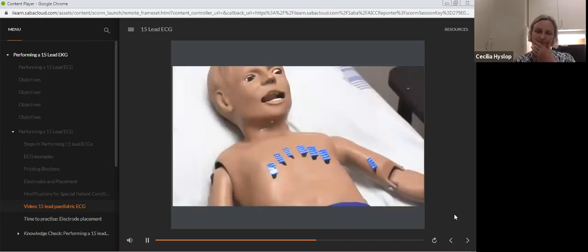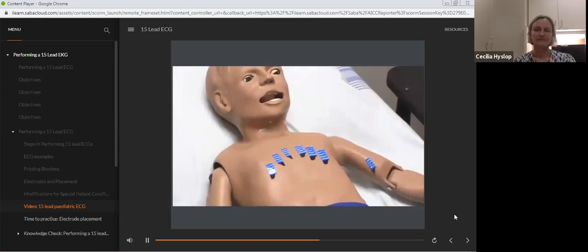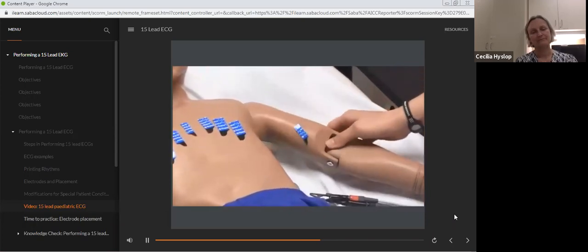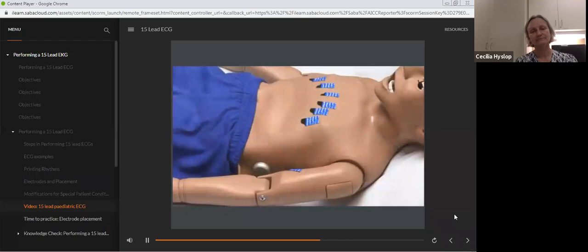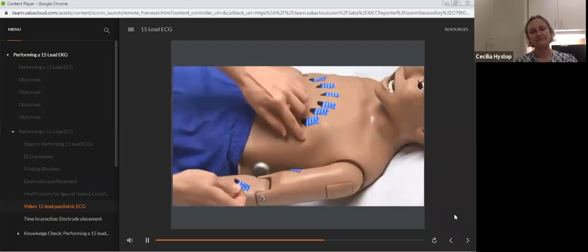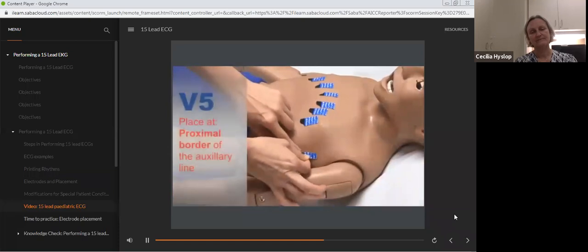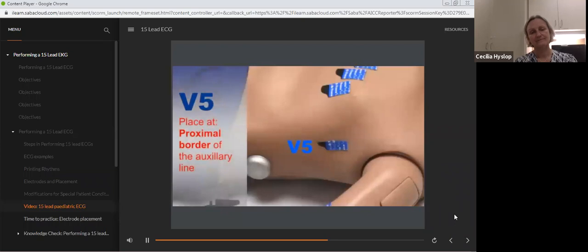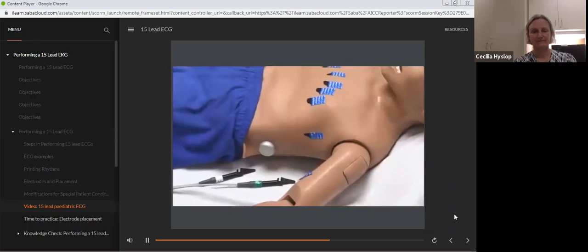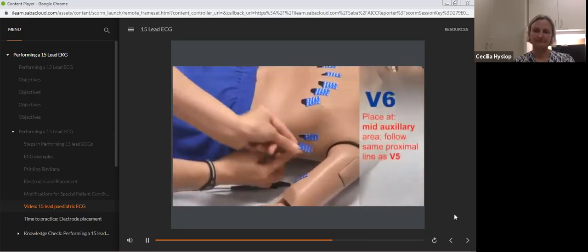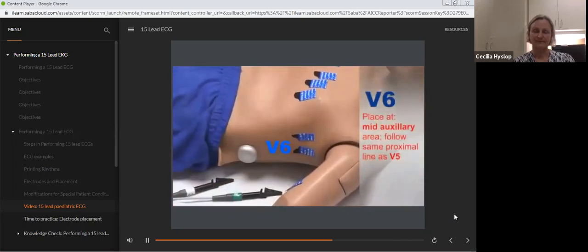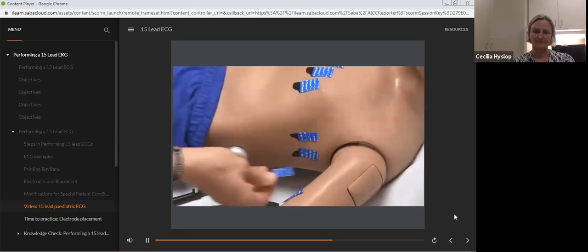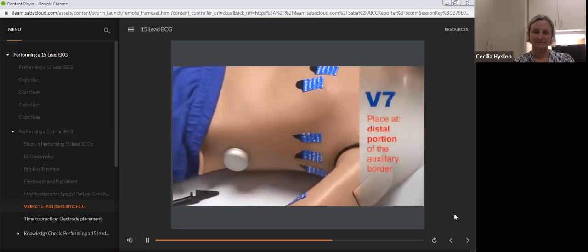The others will be placed according to the axillary area of the patient. What you will do is follow V4 and keep in a straight line across the axillary area. If you were to place the limb, the arm, up against the chest, V5 is at the proximal border of the axillary line. V6 is placed in the mid-axillary area, again following that same line across. V7 is placed on the distal portion of the axillary border.